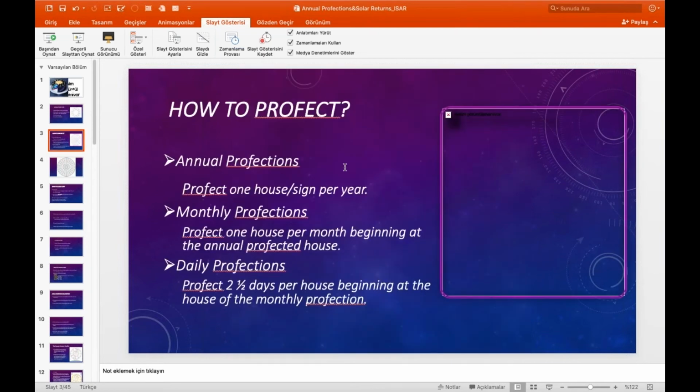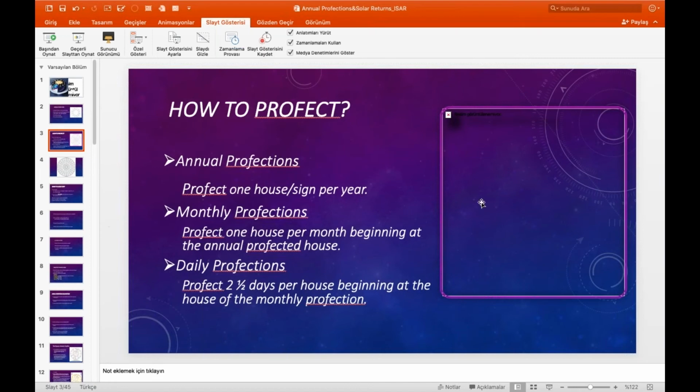And yes, monthly profections. How will we look at the monthly ones? We will profect one house per month, beginning at the annual profected house. I will explain it very briefly. And daily profections, the one that we don't use very often, but you may learn how to use it. Profect 2.5 days per house, beginning at the house of the monthly profection. This is the way we profect houses.